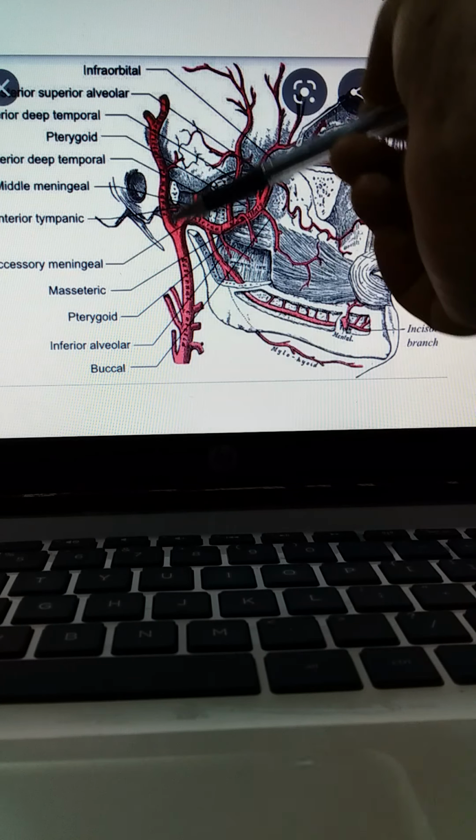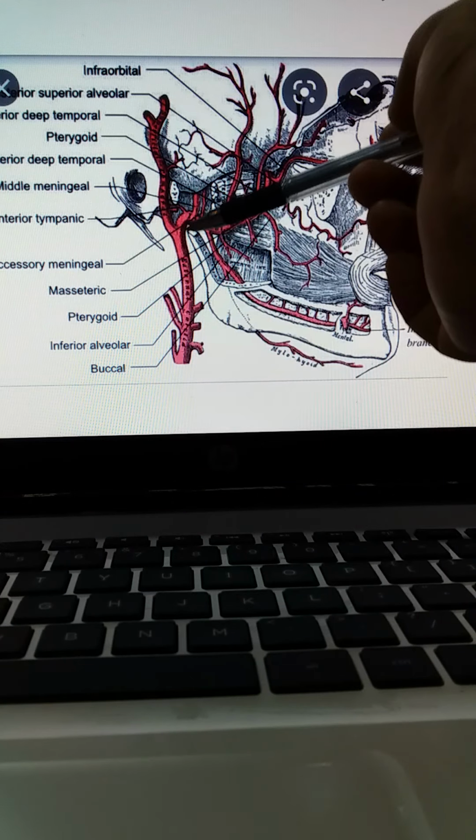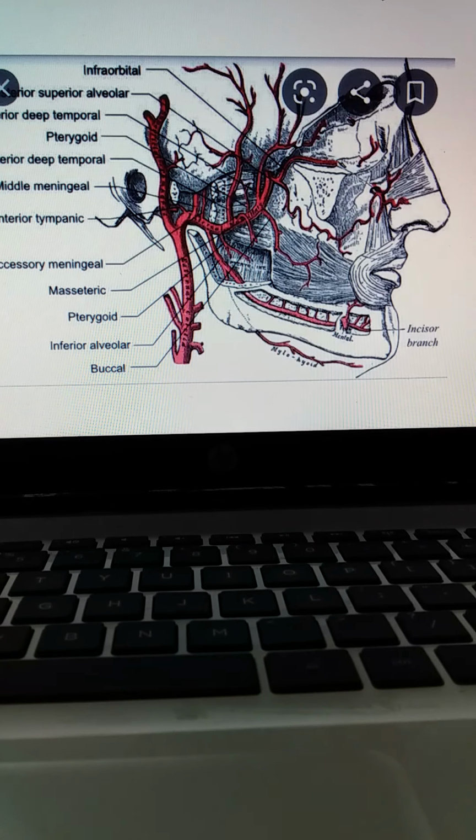Here is the ramus of the mandible, where they have cut the ramus. It is behind the ramus, just medial to the ramus. Then it reaches the mandibular foramen. In the ramus of the mandible you have a foramen on the inner side, called the mandibular foramen. After it enters that foramen, you have the canal, that is the mandibular canal, and it traverses the canal.